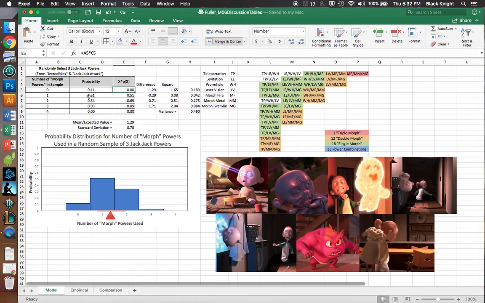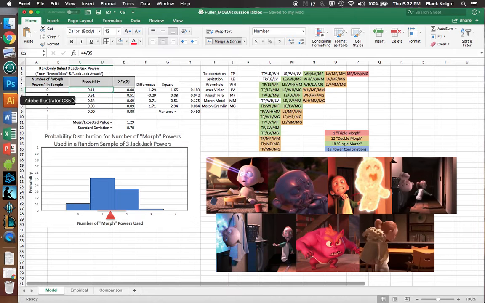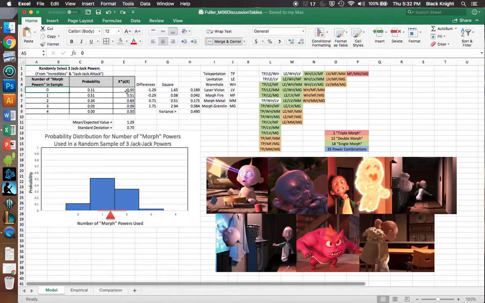So yeah, then you multiply that probability by the number of morph powers used to get this value here. Ooh, I did not mean to do that. And then you do your differences, square them up, and then, excuse me, not square root, just multiplication by the probability to get your total variance, and then you take the square root of that to get your standard deviation.